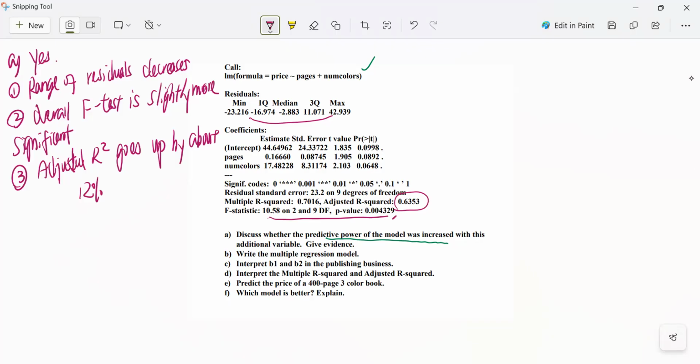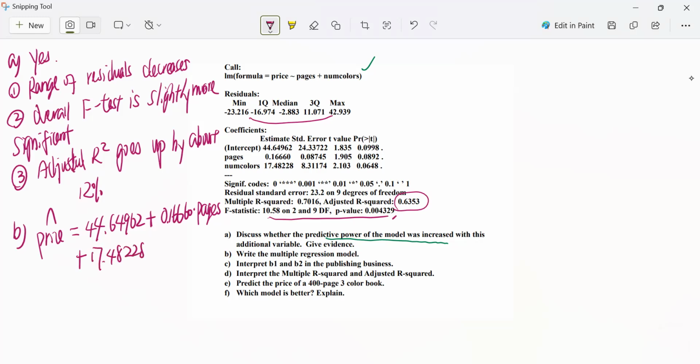So this is part A. Part B, we have the multiple linear regression model, so the predicted price equal to 44.64962 plus 16660 times pages, number of pages, plus 17.48228 times number of colors. That's the overall model. And then we interpret the B1, B2.